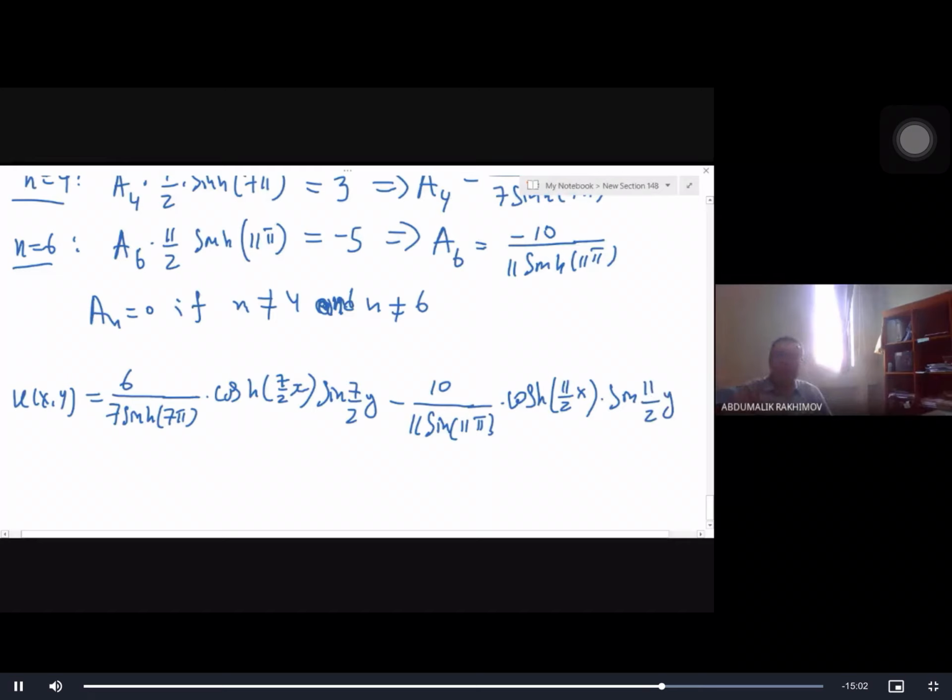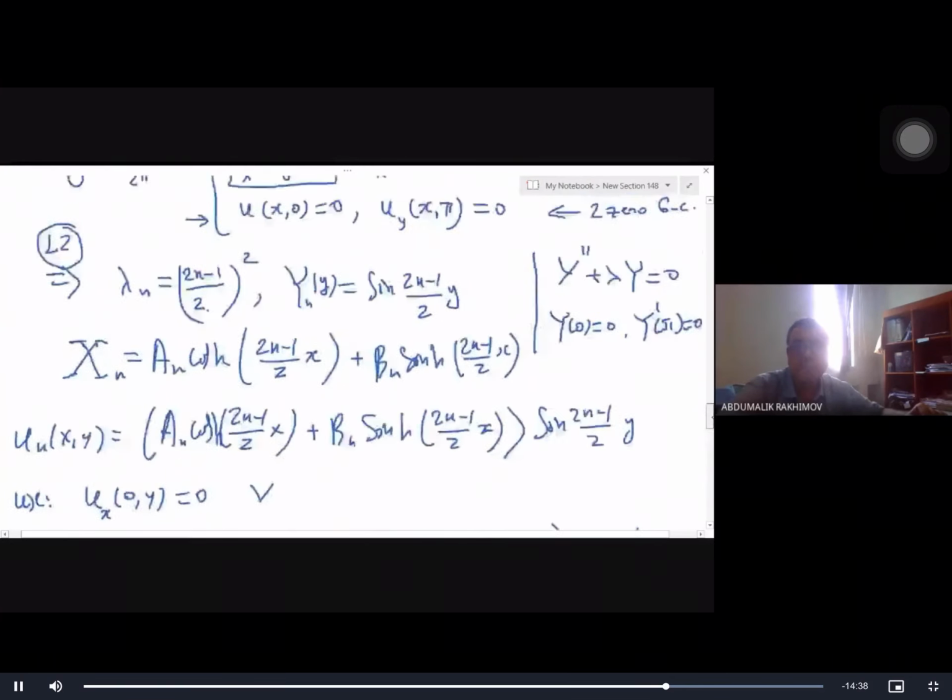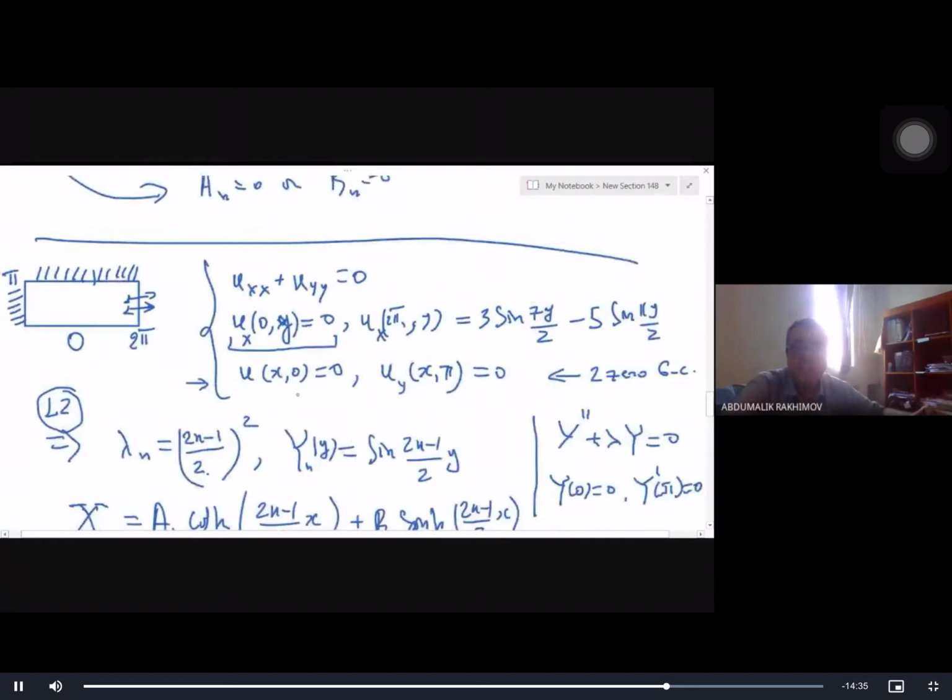Now let's verify, just verify, is it the solution? Maybe we made some mistakes or missed something in a sign or whatever, right? Let's verify. What do we need to verify? We need to verify the equation and the 4 boundary conditions, right? So let's start with the boundary conditions. For example, I will start with these two with respect to y. When y is equal to 0, it must be 0.